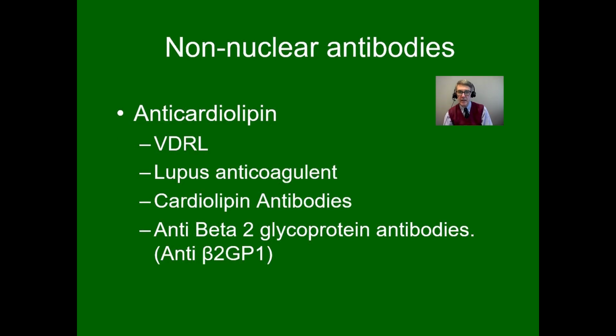There can be non-nuclear antibodies, and we've already talked a bit about the cardiolipin antibodies and how they're associated with hypercoagulability. The VDRL, Venereal Disease Research Laboratory, a test for syphilis: a false positive test for syphilis has been associated with lupus, or was one of the previous diagnostic criteria for lupus. Lupus anticoagulant and cardiolipin antibodies fit into this class, and the newest is the anti-beta 2 glycoprotein antibodies.